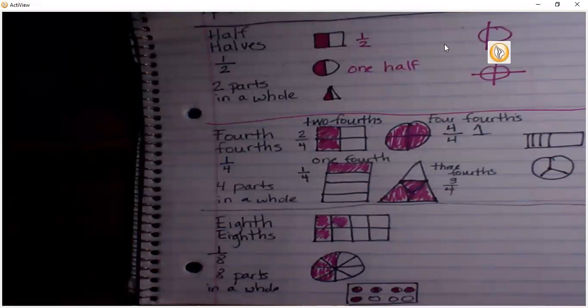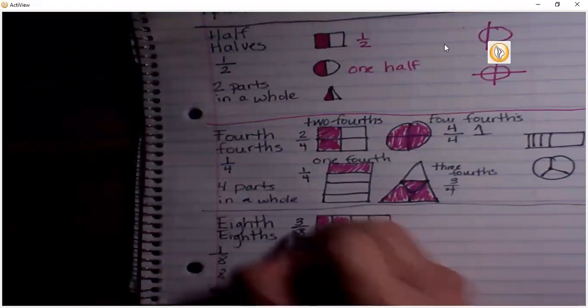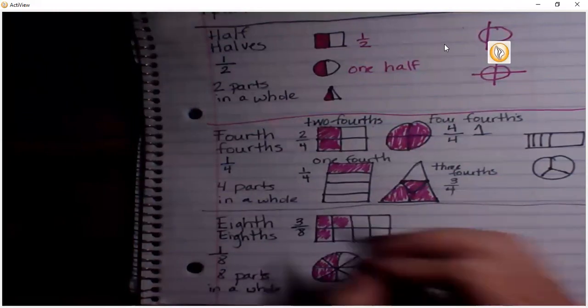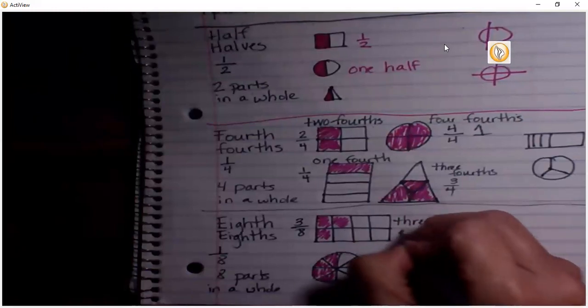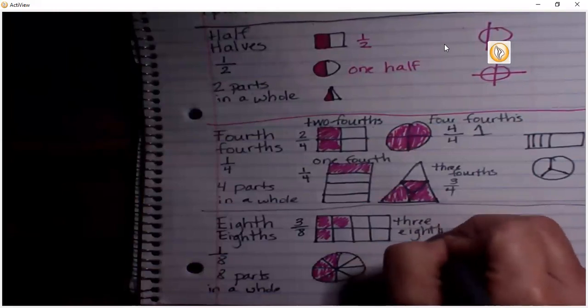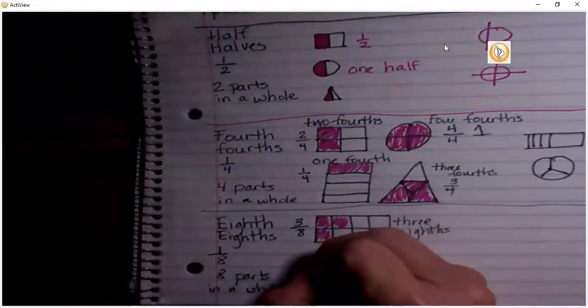Okay, so let's look at these 8ths. First of all, most importantly, they're equal pieces. I'm looking at my first shape right over here. I know I have 8 pieces and there's 3 of them that are colored in. 3/8. To write that, 3/8. My circle down here, it's cut into 8 pieces. 4 of them are colored in. 4/8.